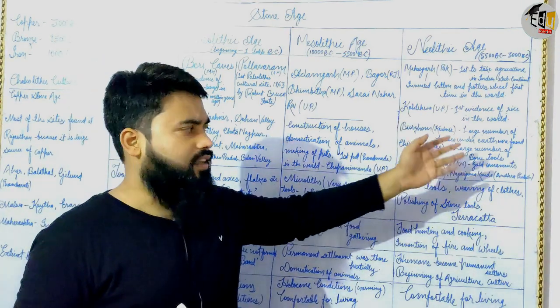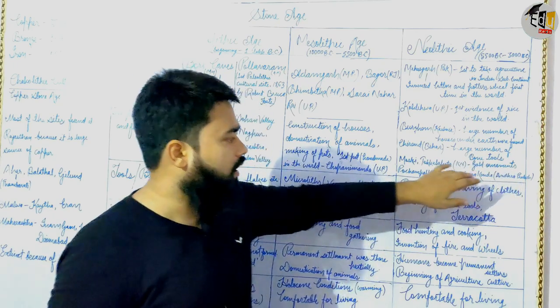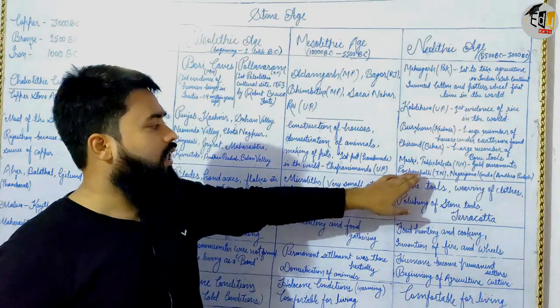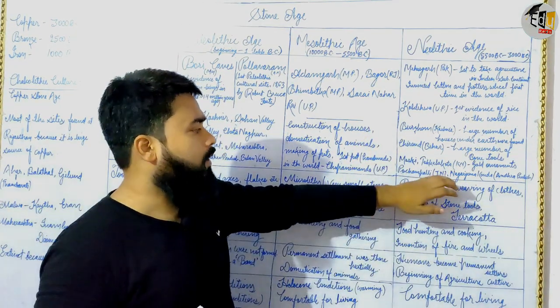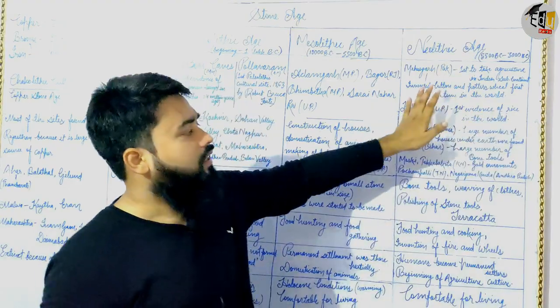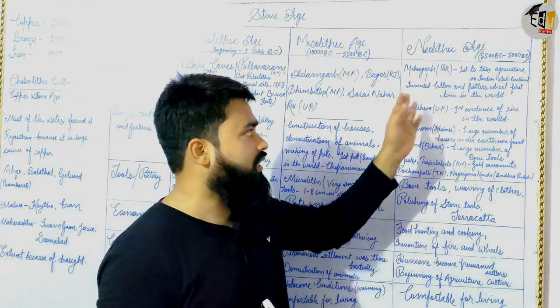However, there are other sites as well, like in Karnataka we have found some gold ornaments in Maski and Tekkalakota. We also have some sites in Tamil Nadu, like Pochampally, and Nagarjunakonda in Andhra Pradesh. These are the sites where we have found evidence of the Neolithic age.